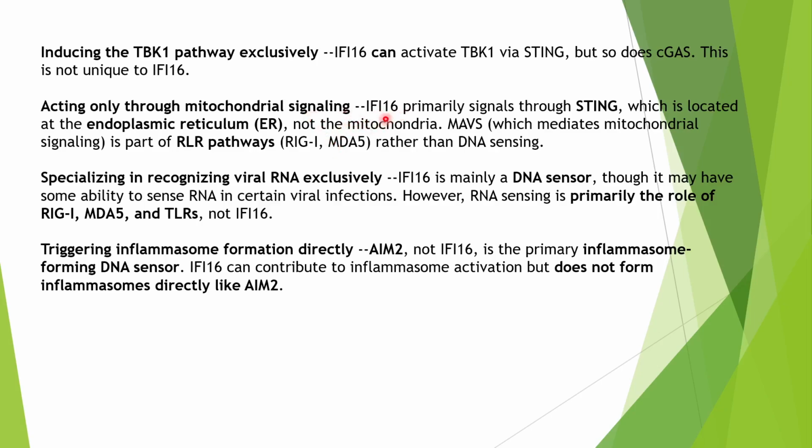In mitochondria we have MAVS. MAVS is a part of RLR pathways where your RIG-I and MDA5 come in, rather than DNA sensing. Then the next option was specializing in recognizing viral RNA exclusively. So IFI16 is mainly a DNA sensor, though it has an ability to a certain extent to recognize RNA, but it is not exclusively RNA.